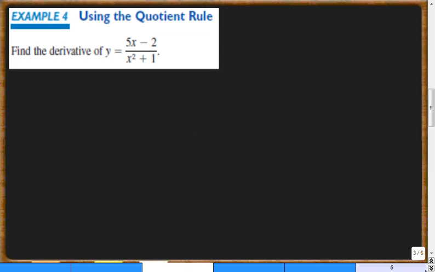Okay, so now we got to think about the quotient rule. So we've got a rational function. We can't simplify it. We can't do anything with it. So we have to designate these as different functions and think of them separately. So we are going to say that this is our high function, and this is our ho function.